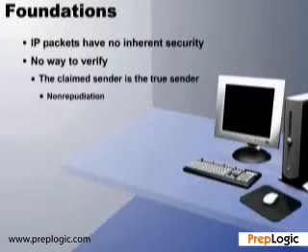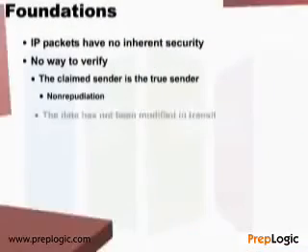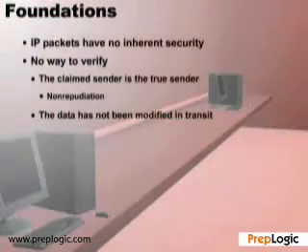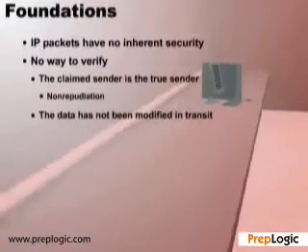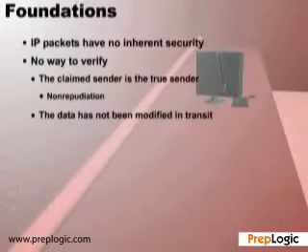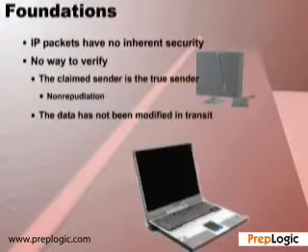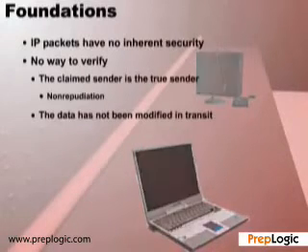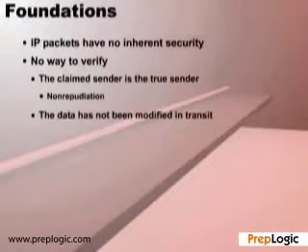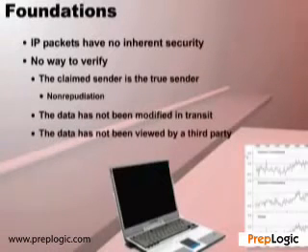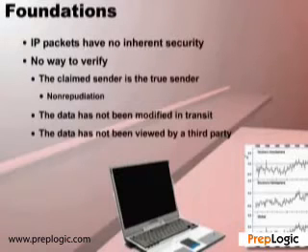In other words, we can send data on our network in such a way that the sender cannot deny they were the original sender of that information. The second problem is the data hasn't been modified in transit, and we need to be able to verify that. So there's no way to determine if someone has actually accessed the data, changed it, and then forwarded that information on, which could be critical in many scenarios. And the third thing we cannot verify is that the data has not been viewed by a third party. In other words, it is possible that someone could have actually seen this information.